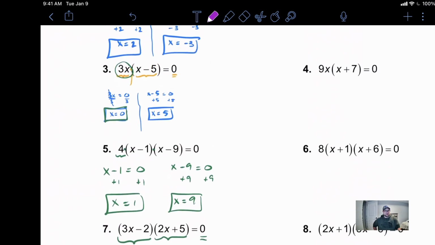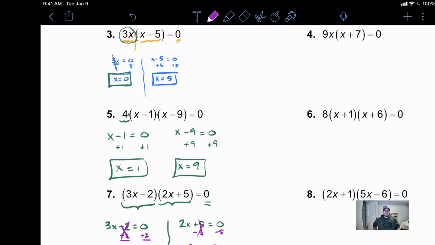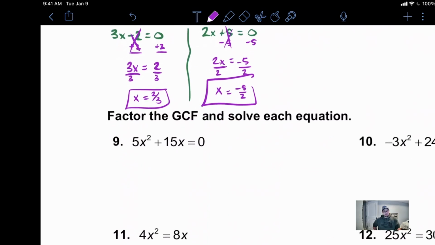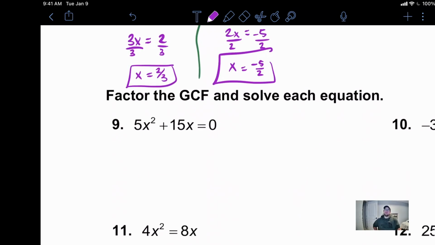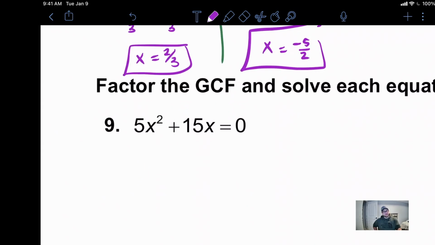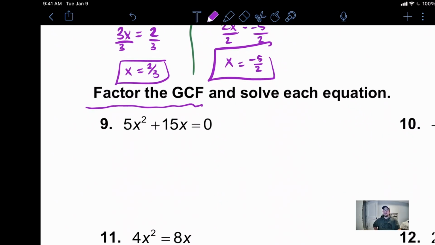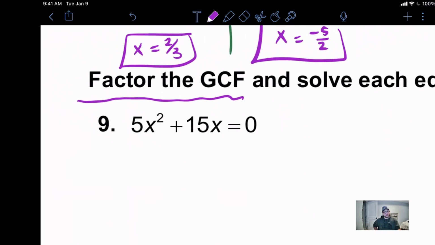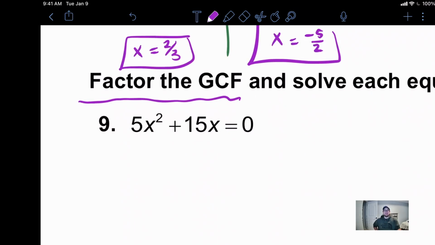This is where we're going to kind of change up what we're doing, but this is a zero product property. Now in problem number 9, what we're going to have to do first is factor. So they tell us right off the bat to factor out the greatest common factor and then to solve each quadratic equation. So this is where factoring doesn't become the actual task that we're being asked to do. It actually becomes part of the process.